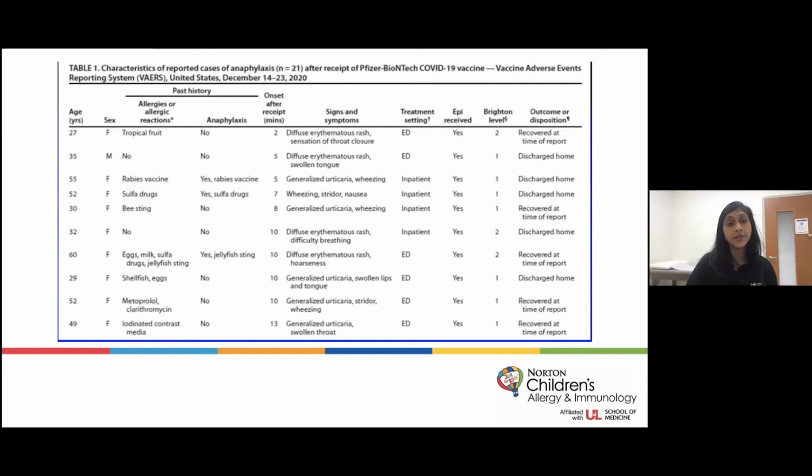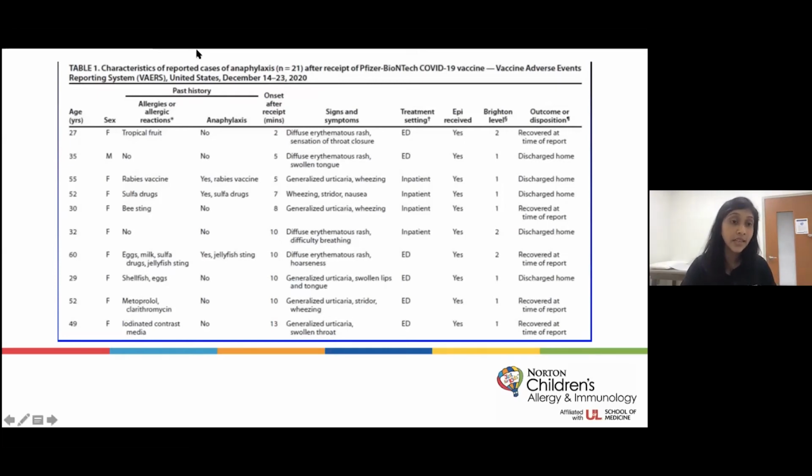This is the initial patient population that was reported to the VAERS system. You all are probably familiar with the VAERS system, which is the Vaccine Adverse Event Reporting System. So basically, if a patient has any kind of adverse event, you can report it to this database. And if you want to search it, you can actually pull that data out of that database. So this is out of that database, and this is the initial patient population that had allergic reactions.